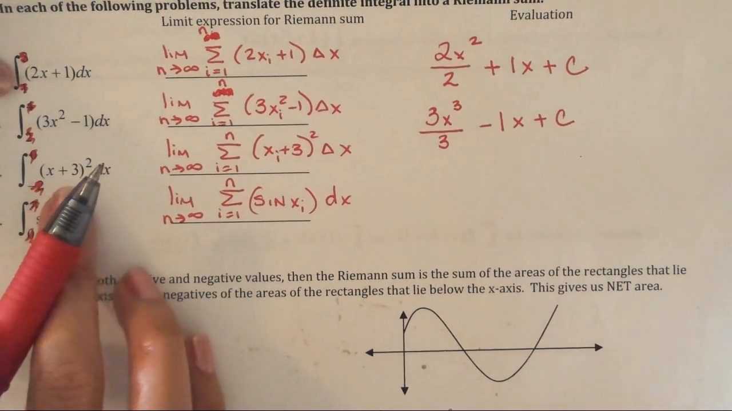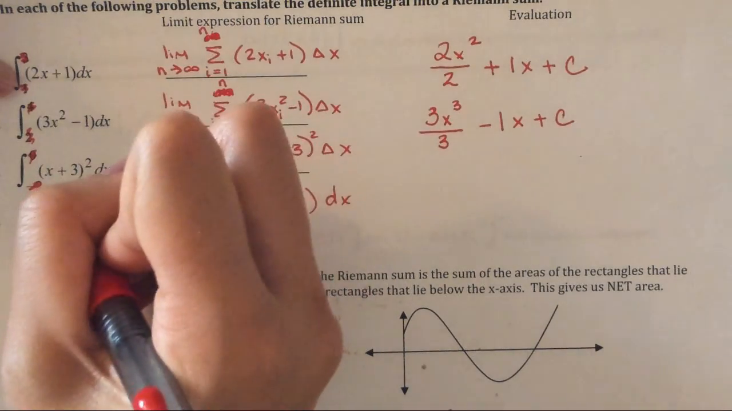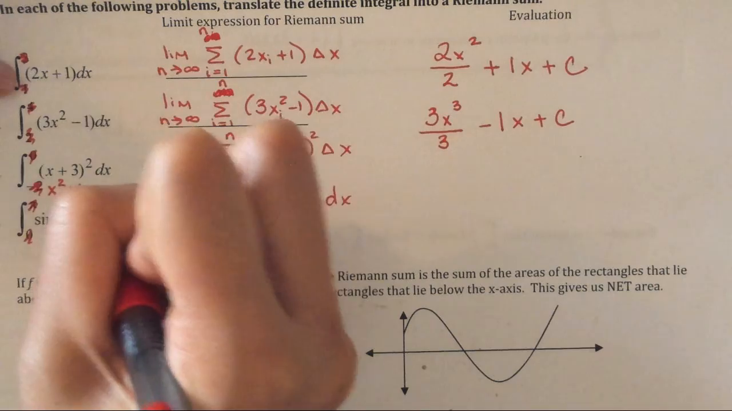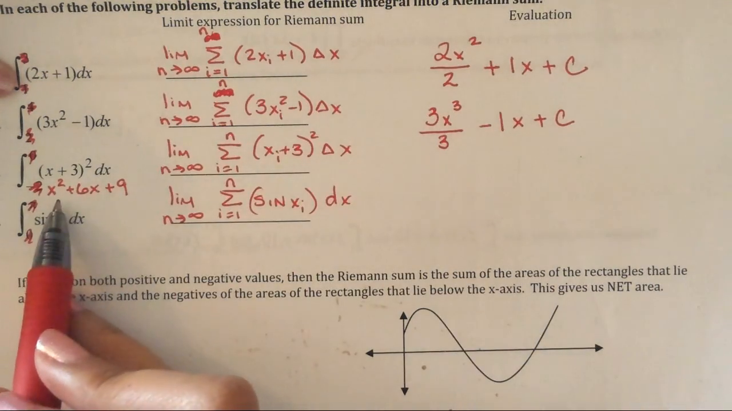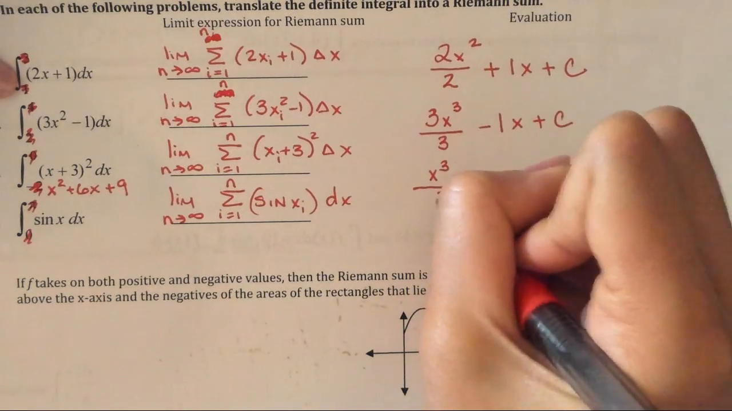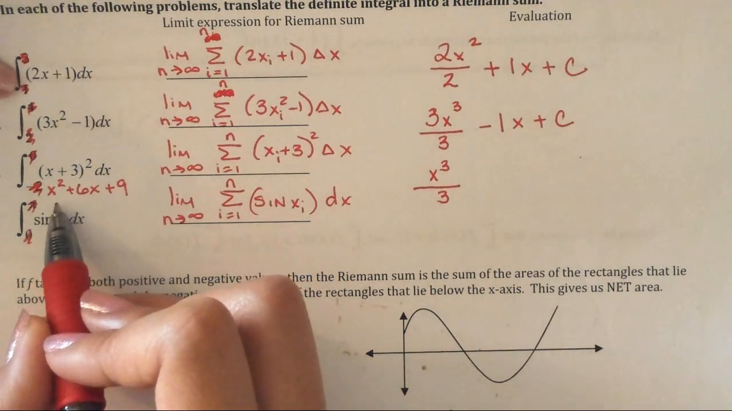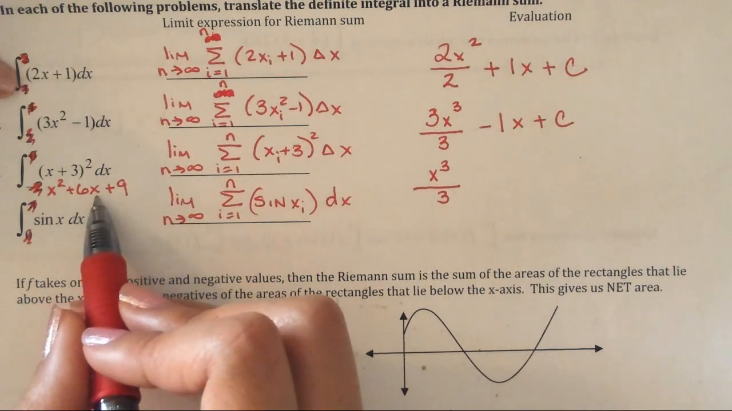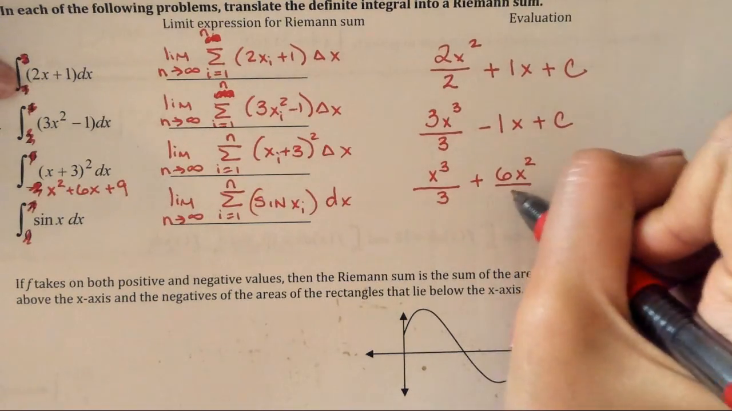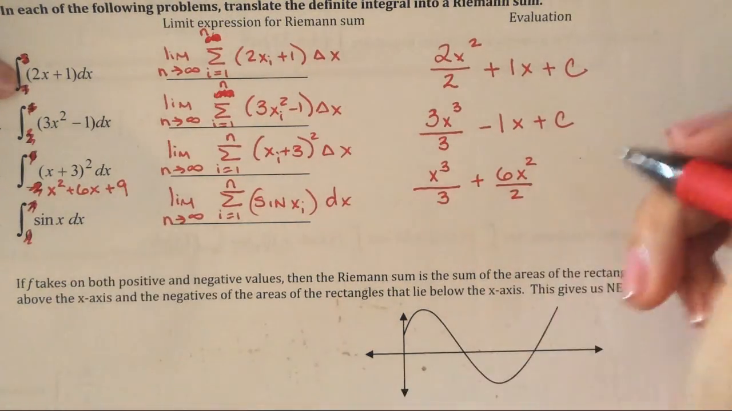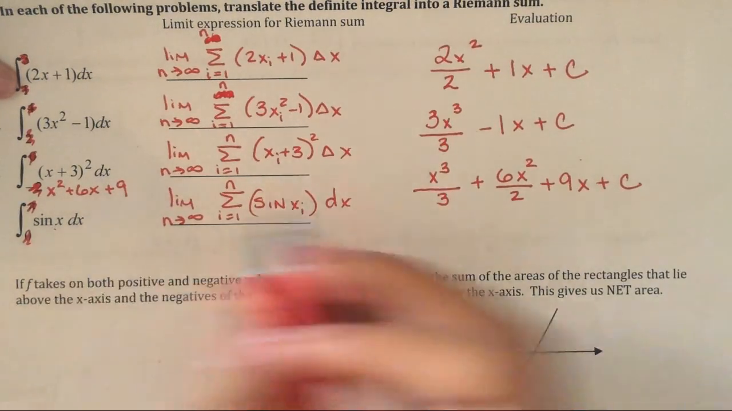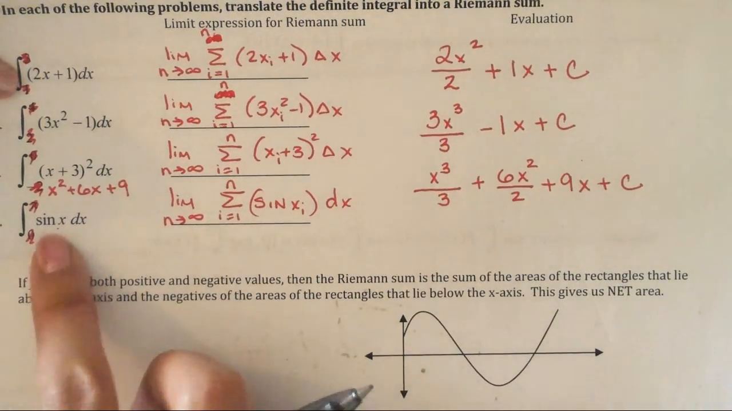And then x plus 3 squared, well, I don't know how to do that yet, so let's just multiply it out. Let's make it x squared plus 6x plus 9. And so we integrate x squared and we make it x cubed over 3. Add 1 to the exponent, divide by our new exponent. 6x becomes plus 6x squared divided by 2. And the 9 becomes a plus 9x, and then plus c. And ignore sign for now. We'll do sign when we get to the trig unit.